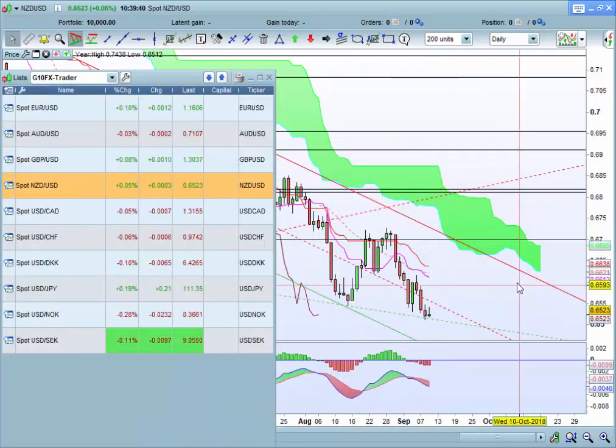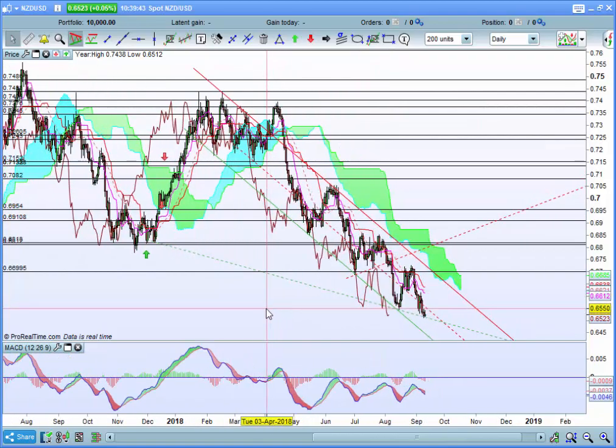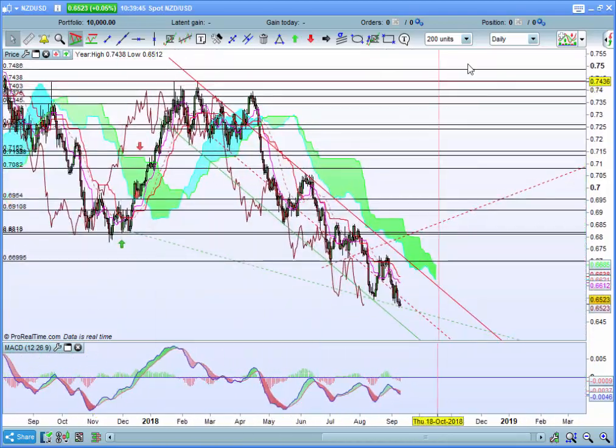New Zealand US Dollar. Yeah, we've got to zoom right out to see where the next level of support is. We're going to go down to the daily.